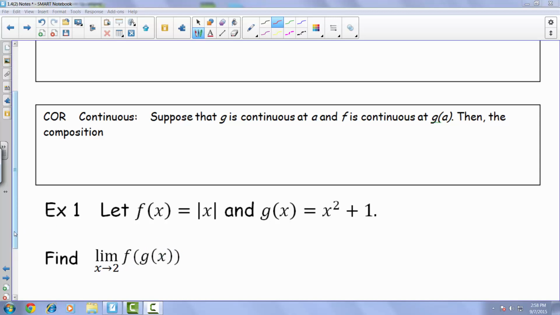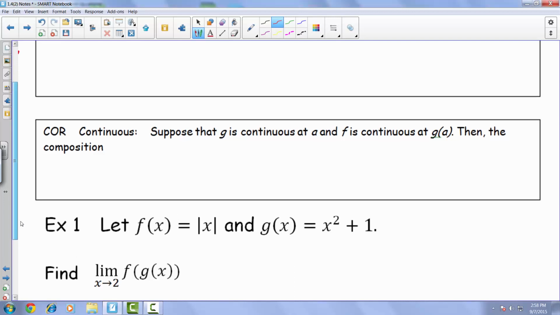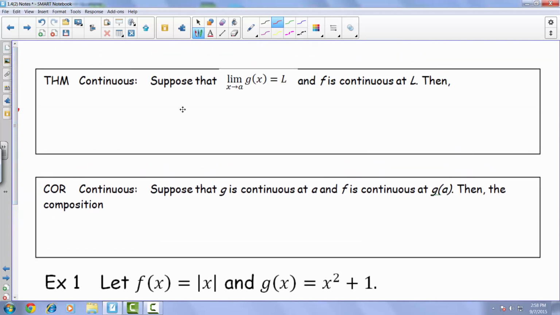Now before we can actually dive into example 1, we first have to show something through one of the theorems dealing with continuity. Suppose that the limit as x approaches a of g of x is equal to some limit. In other words, this limit does in fact exist, and f is continuous specifically at that limit.